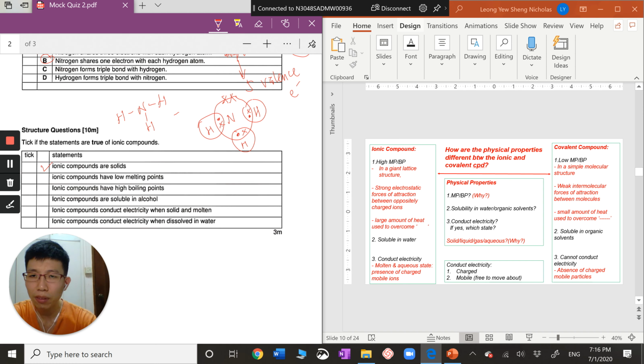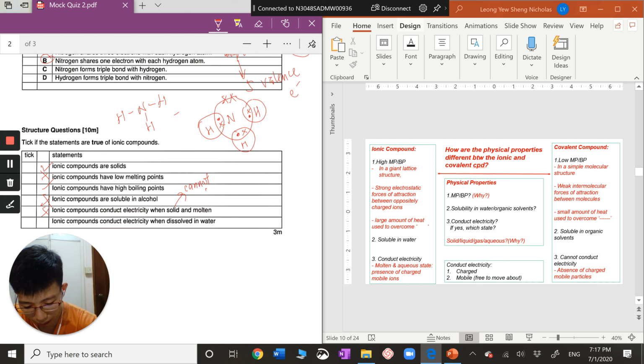Ionic compounds have low melting point. This is false. Ionic compounds have high boiling point. This is true. Ionic compounds are soluble in alcohol. This is false. Ionic compounds conduct electricity when solid and molten. This one is false, because ionic compounds cannot conduct electricity in solid state.